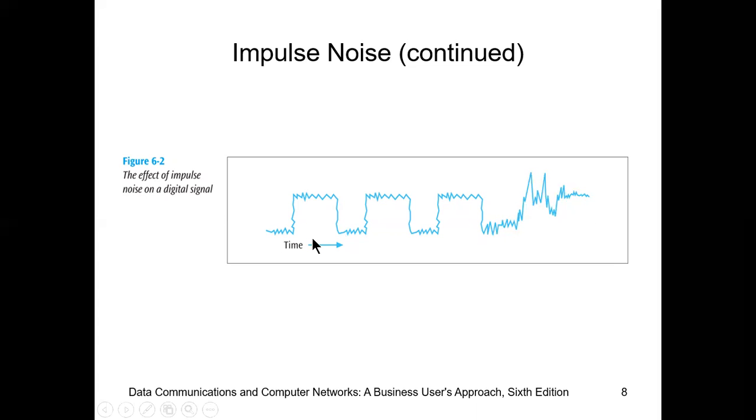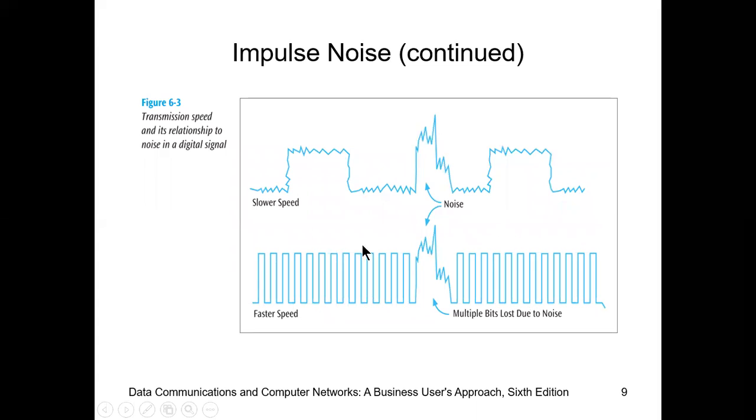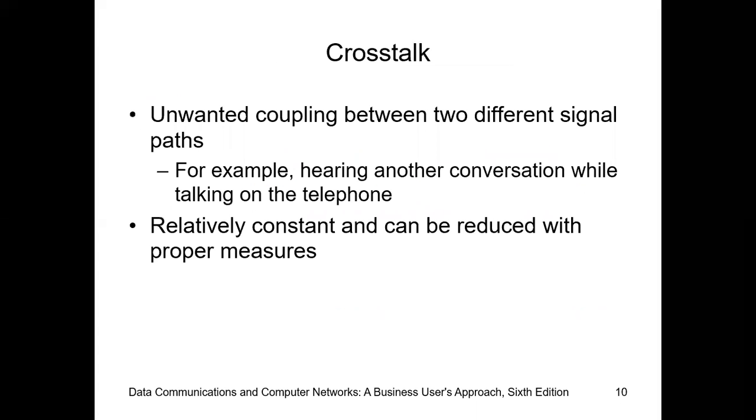The effect of impulse noise on the data is very bad because the data is lost. As you can see, there's low speed here in this data. When the noise comes, the data is disrupted. Look, the bits are completely lost in between here because of the impulse noise. So impulse noise basically makes the transmission of digital data lose a lot of bits along the way. How about crosstalk?